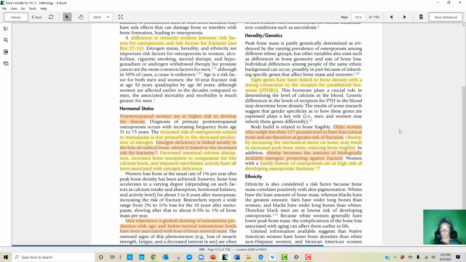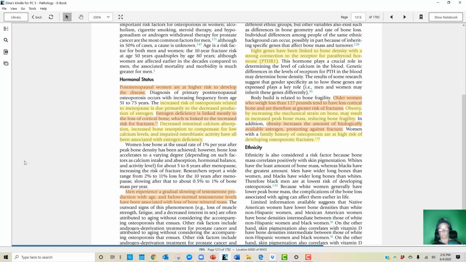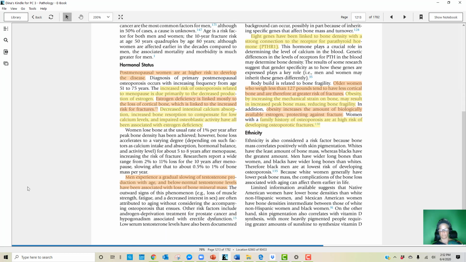Ethnicity is also considered a risk factor because bone mass correlates positively with skin pigmentation. Whites have the least amount of bone mass, whereas blacks have the greatest amount. Men have wider long bones than women, and blacks have wider long bones than whites. Therefore, black men are at lowest risk of developing osteoporosis, because white women generally have lower peak bone mass. The complications of the bone loss associated with aging can affect them earlier in life.